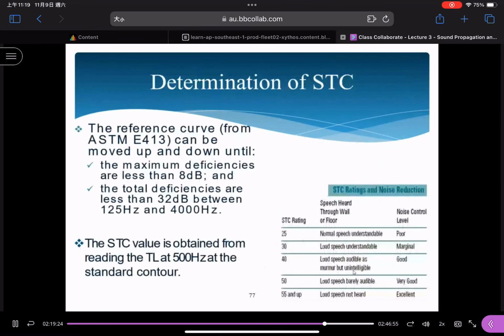Okay, let me introduce to you. Please go to this one. When you refer to STC, sound transmission class, or the weighted reduction index, they are the same. Please bear in mind these two conditions. The first one is that the maximum deficiency should not be more than 8 dB, and the total deficiencies across the whole spectrum should not be more than 32 dB.